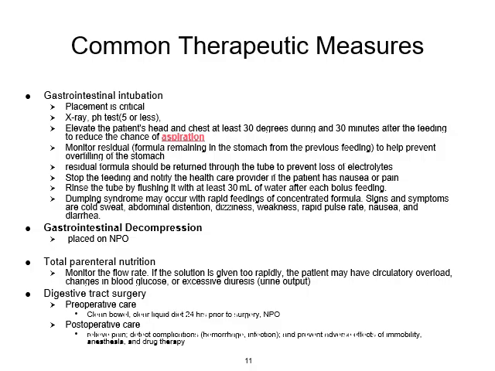Common therapeutic measures, these are what we can do to correct issues in the GI. First one is gastrointestinal intubation. One of them is an NG tube, and that is when we insert the tube through the nose, then the throat, to the esophagus, to the stomach.